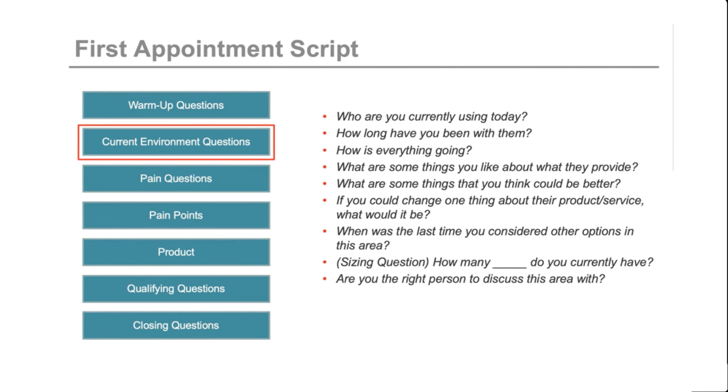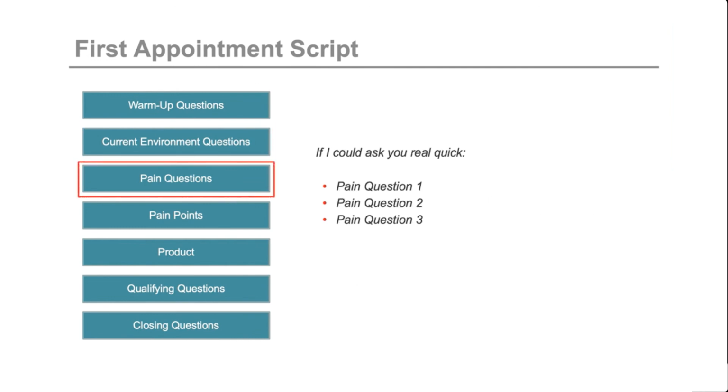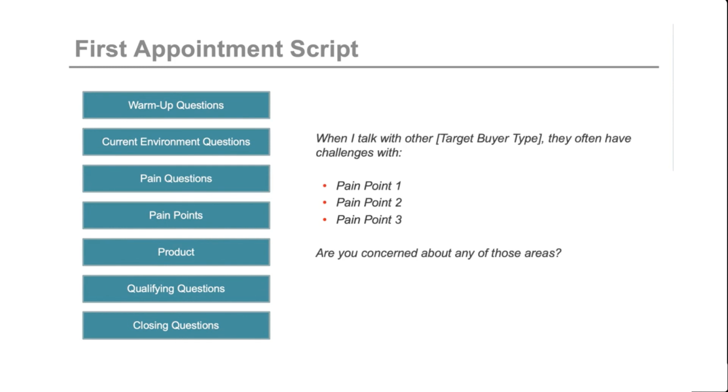Your current environment questions are a great way to start an appointment with someone. What are you guys currently using today? How long have you been with them? How's it going? Pain questions. Maybe you asked a couple of those on a cold call. It's a good idea to go back to those or to ask any of those that you didn't get a chance to ask. You can always fall back on that, just sharing some pain points that you helped to fix with your prospect.